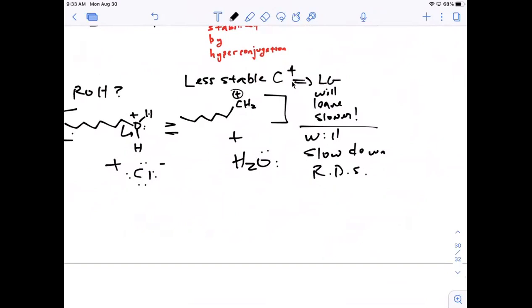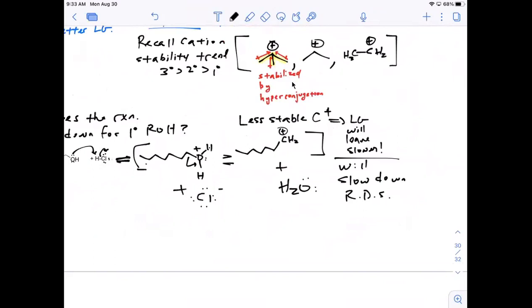Now, here's another question. Normally, if you have a primary alcohol, instead of it trying to go SN1 and making a carbocation, more than likely that mechanism is going to switch to an SN2. All right, so let me just put that down here too.